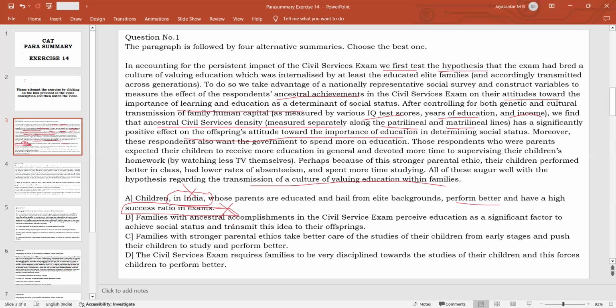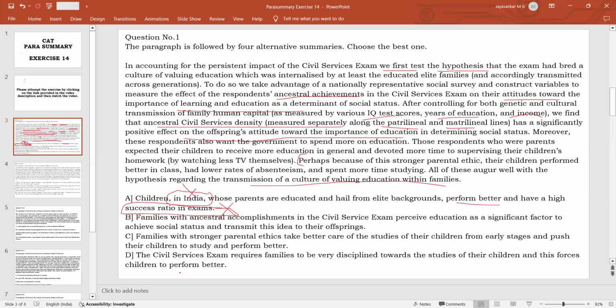Option B: families with ancestral accomplishments in the civil service exam perceive education as a significant factor to achieve social status and transmit this idea to their offspring. Good answer, because it says that families who have ancestors who had done some achievements in the civil service exam realize that education is important to achieve social status and transmit this idea to their offspring. Good answer, keep it in your mind. Option C: families with strong parental ethics take better care of the studies of their children from early stages and push their children to study and perform better. Again, a good answer. It also conforms to the last statement of the passage.